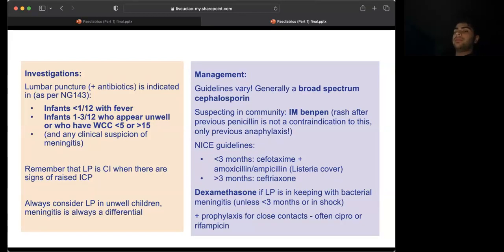And the way we manage it is broad spectrum antibiotics. So in a GP setting, that would be benzylpenicillin at first, then refer them to hospital. In the hospital setting, it would either be cefotaxime with amoxicillin if they're under 3 months to cover for listeria, or if they're over 3 months, ceftriaxone. And we give dexamethasone unless they're below the age of 3 months or in septic shock, because the dexamethasone is believed to reduce the neurological sequelae from the infection, so reduce the risk of hearing loss and other problems, brain damage. We also have to give prophylaxis for close contacts, so parents or siblings or anyone in the school, for instance. That would be ciprofloxacin or rifampicin.